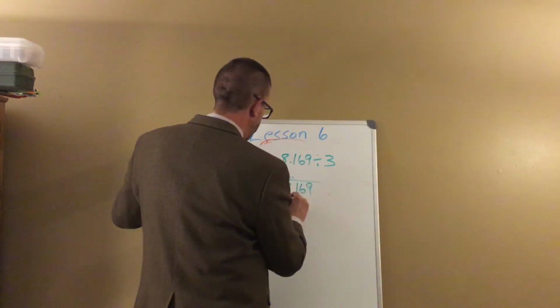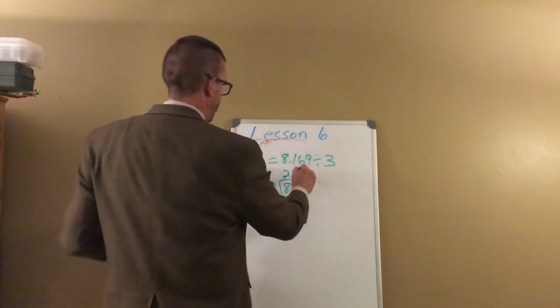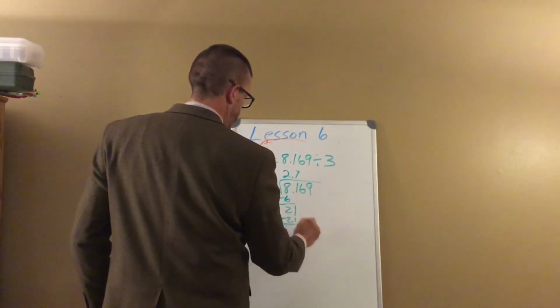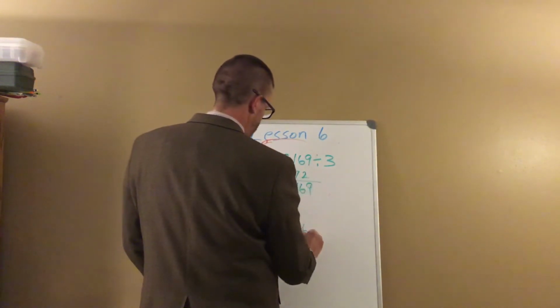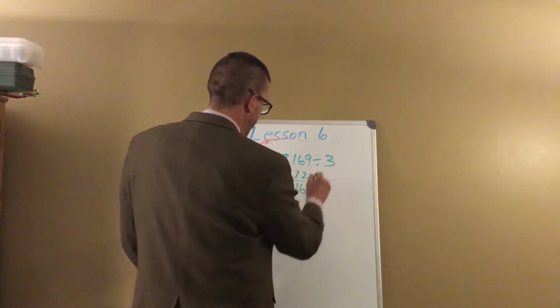8 divided by 3 is 2. We get 6. 21 divided by 3 is 7. 0, 6. 6 divided by 3 is 2. This is pretty straightforward, isn't it? Almost easy, I would say. 9 divided by 3 is 3.